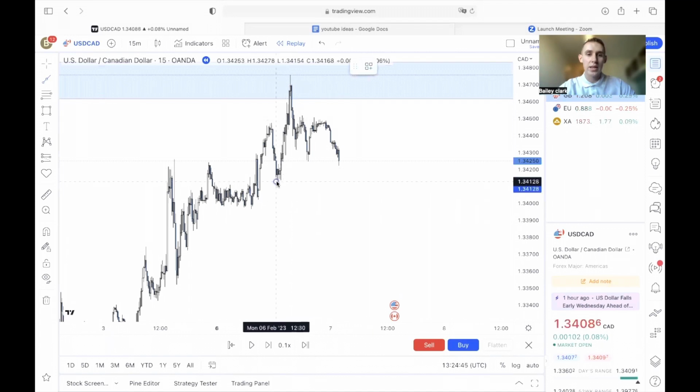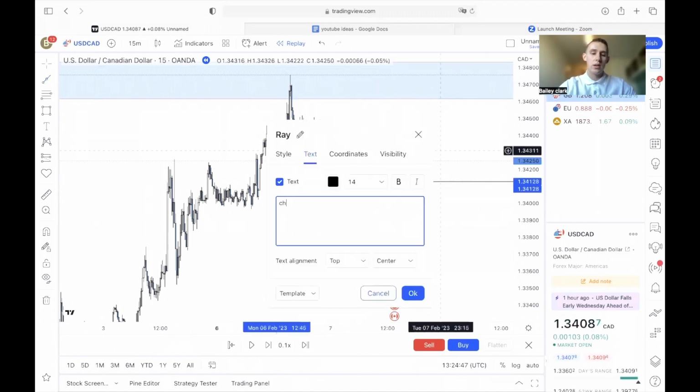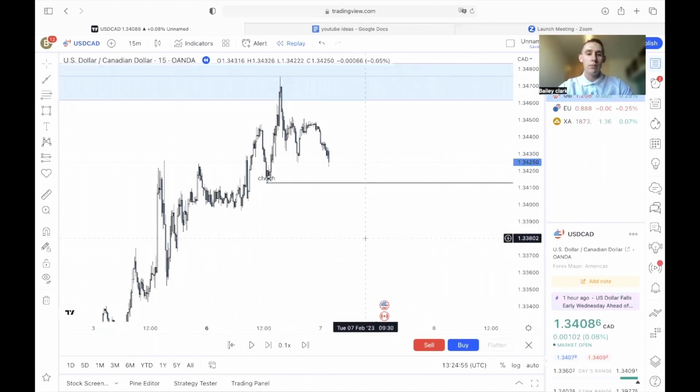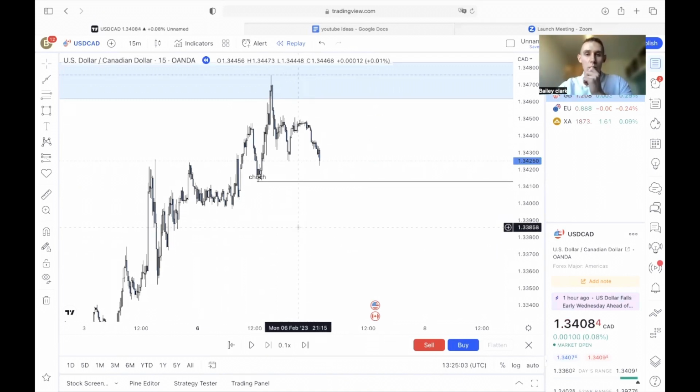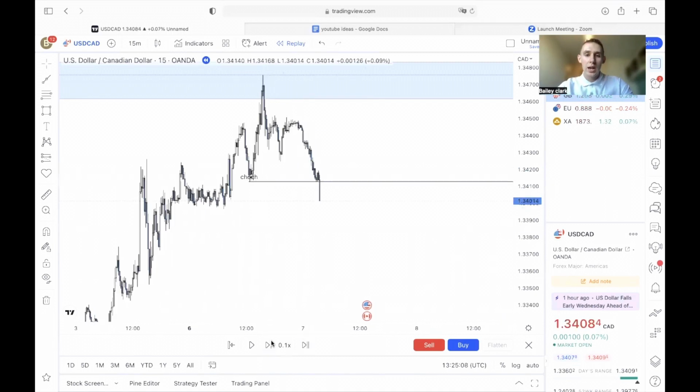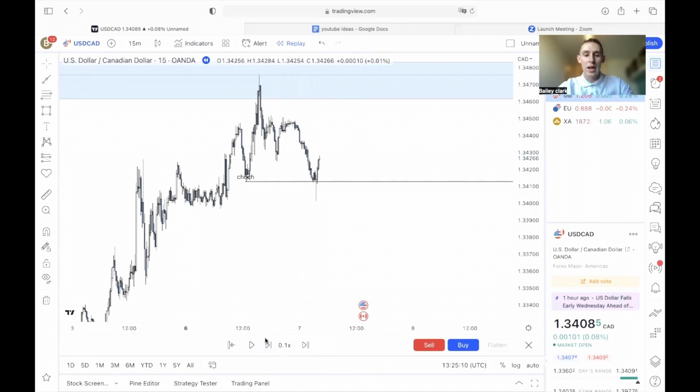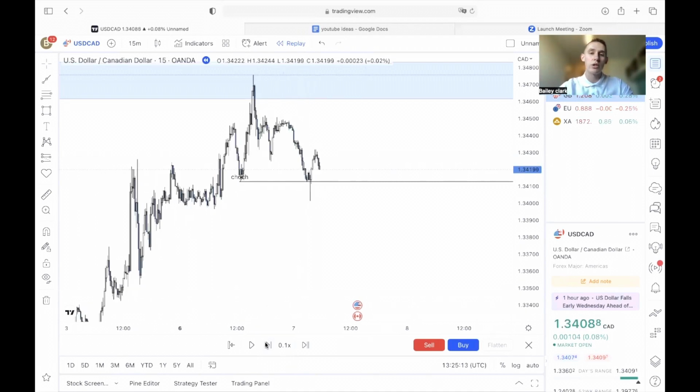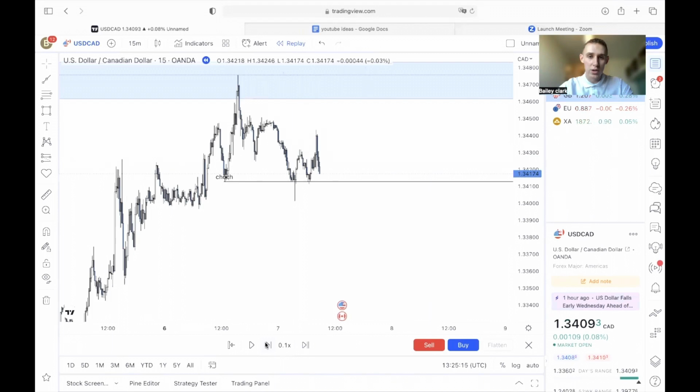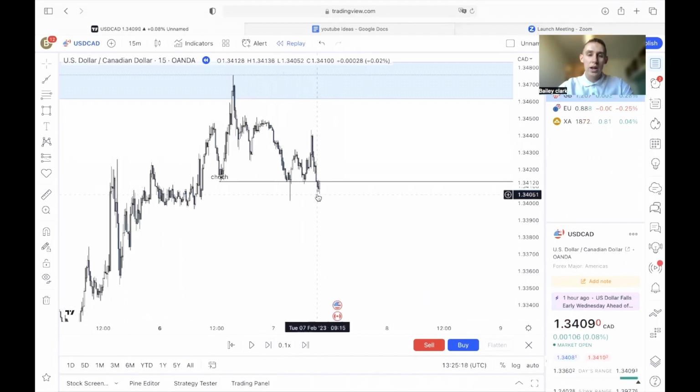So overnight, I had this level here marked up. If you've seen my previous video about changes of character, by the way, you'll know what I mean. Change of character. If you haven't, go watch that video. It's the video prior to this one. So I was waiting for this level to break and I wanted to see a clean closure below it. I didn't want to see a wick below. At this point here, we had a wick below, but at this point the trade wasn't valid for me. I wanted to see a close below, which we got later on right here at around 9 o'clock yesterday.